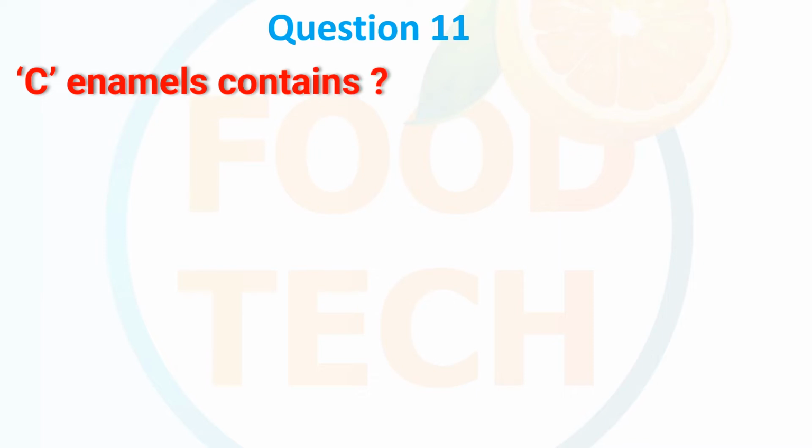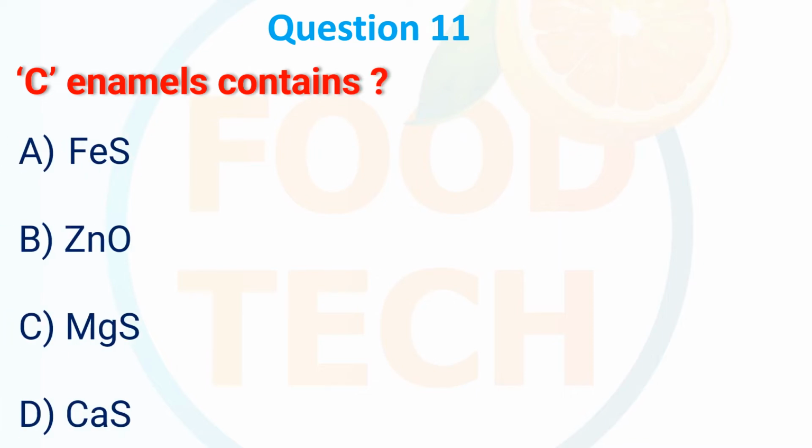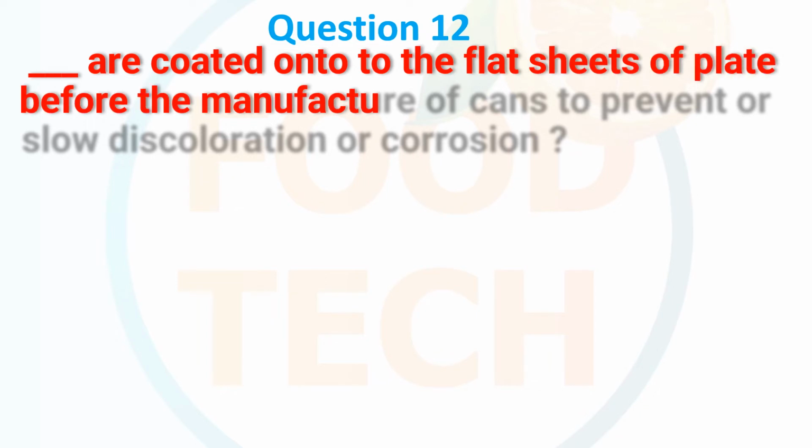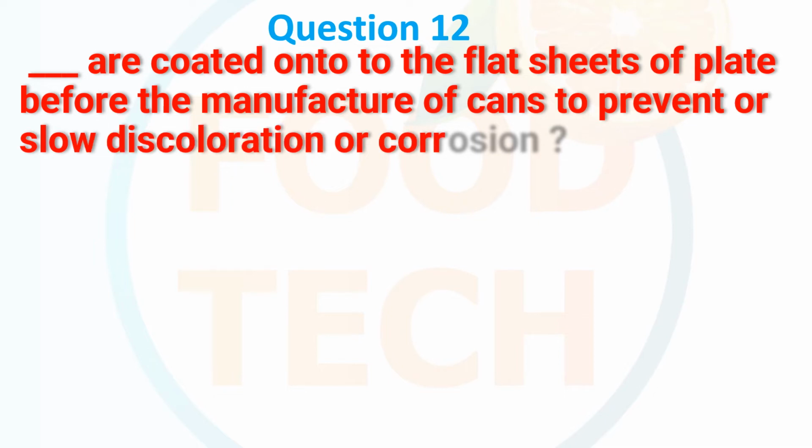C-enamels contain A. FeS. B. ZnO. C. MgS. D. CaO. The answer is B. ZnO.